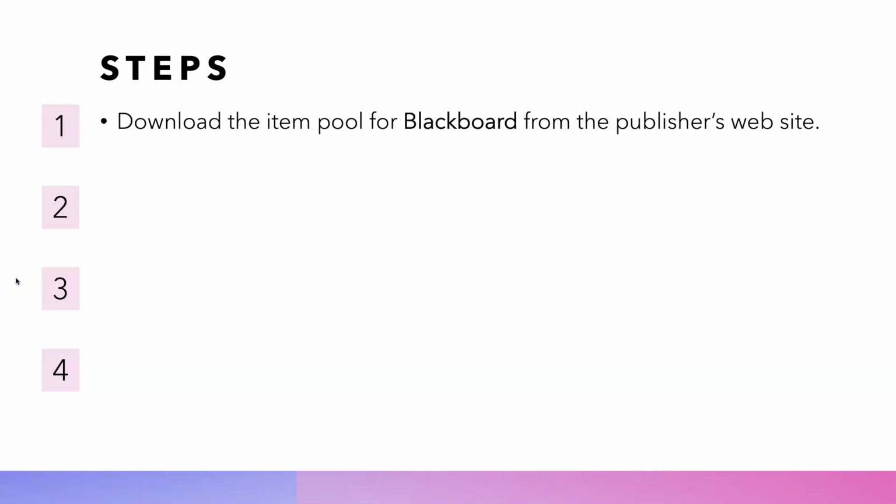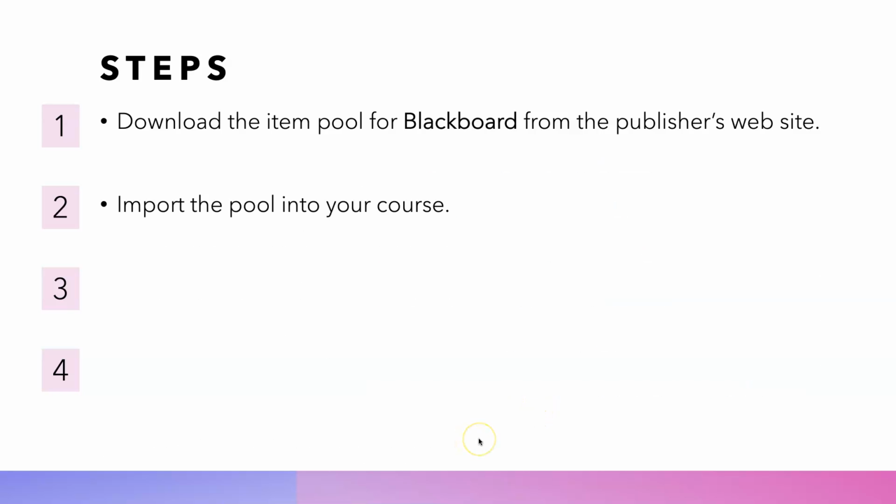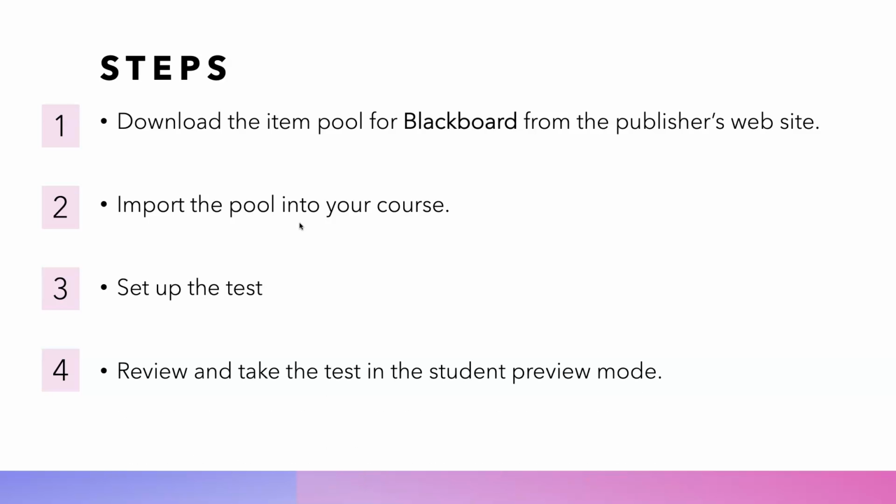To incorporate the use of test item pools in Blackboard, you would first download the item pool for Blackboard from the publisher's website. We need to make sure we download the file that will work with Blackboard, which is our learning management system. Next, we import the pool into our course, and then we set up the test using the items from the pool. Finally, once the test has been set up, it is always a good idea to use the student preview mode to take the test and make sure that it is working as expected.